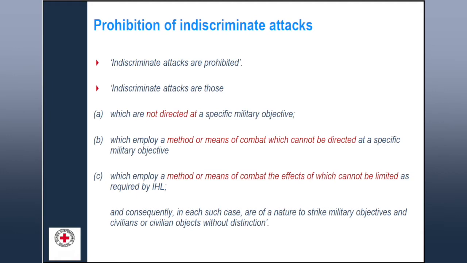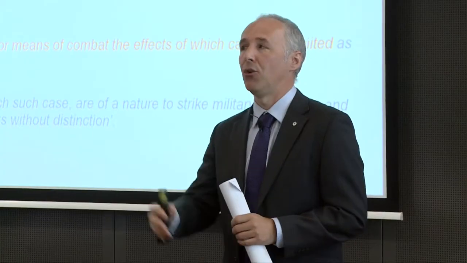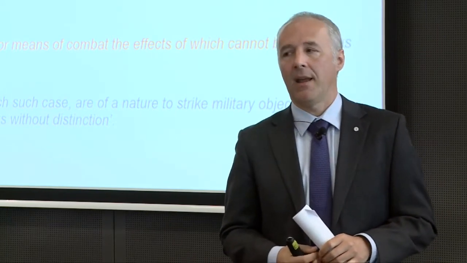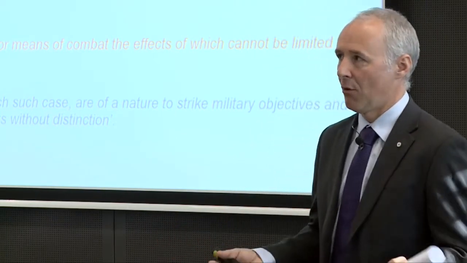But the prohibition of indiscriminate attack goes beyond the prohibition of indiscriminate weapons by nature. Those which are by nature, so could never be properly directed. The V2, to take an example, the V2 used by Germany against London, those cannot be built, they can never be used.